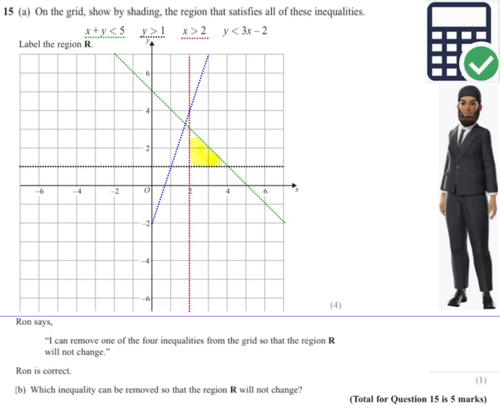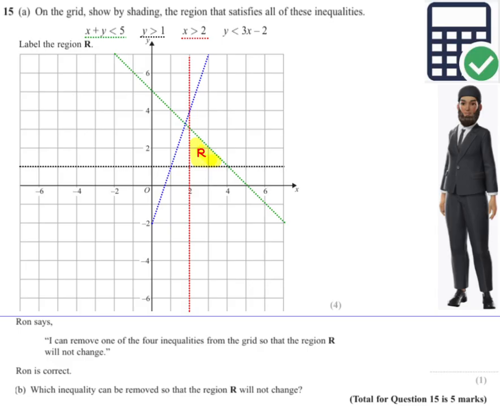So what we're going to be doing, as they've asked us, we're going to label that R. They've asked us to label that R to the right hand side of x is 2, above y is greater than 1, which is that line, and below x plus y is less than 5. So that should be region R.